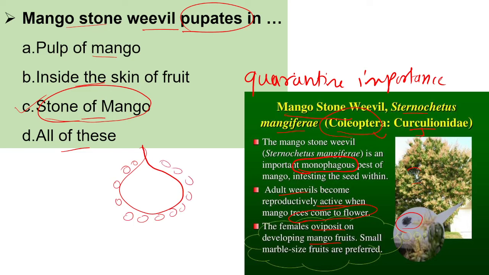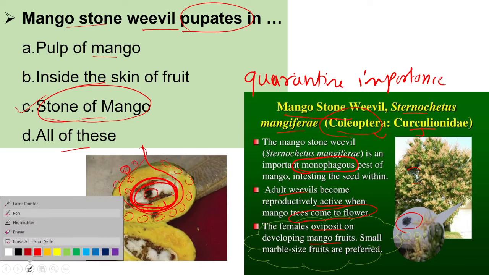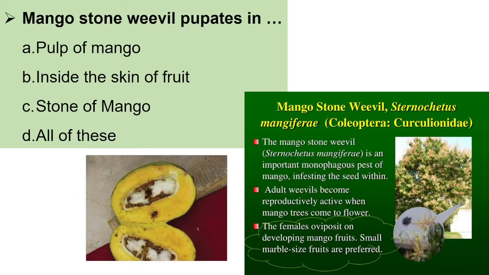After hatching of the egg, the grub emerges, bores into the pulp, feeds on the pulp of the mango, and goes inside the stone of the mango and feeds on the inner content. As you can see in this picture, this is the damage caused by the mango stone weevil. After feeding on the inner content, it pupates inside the stone of the mango.